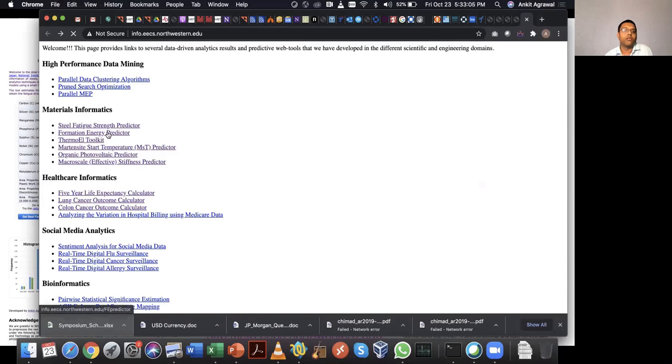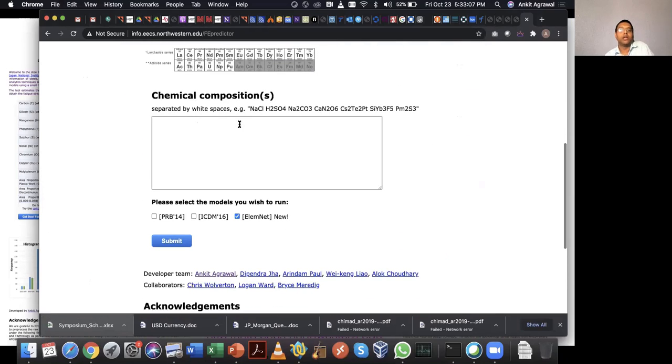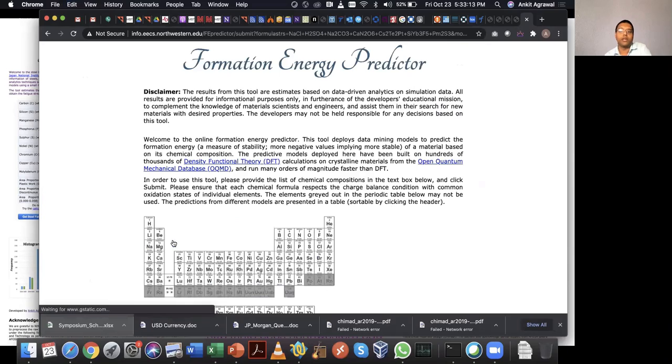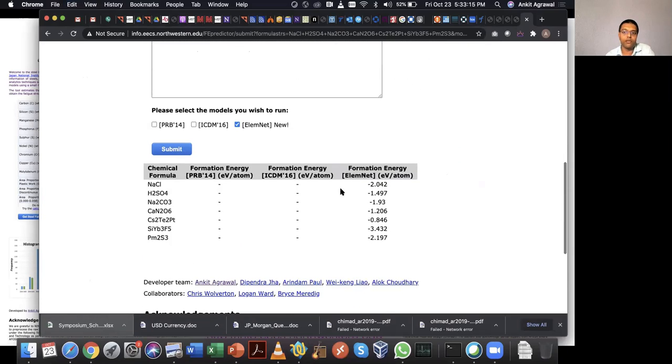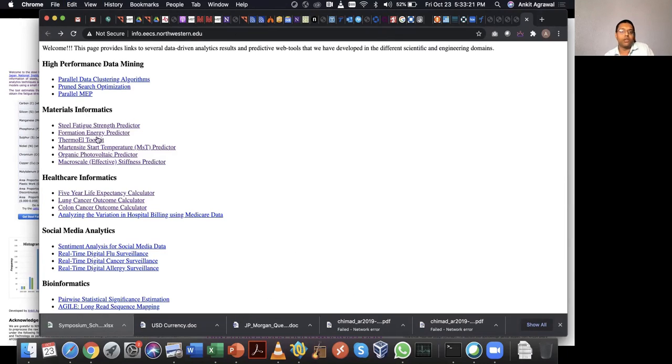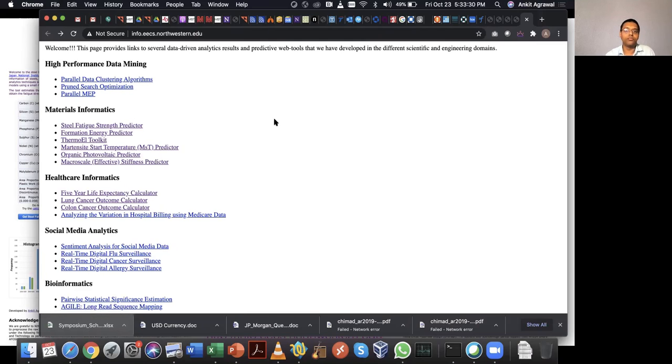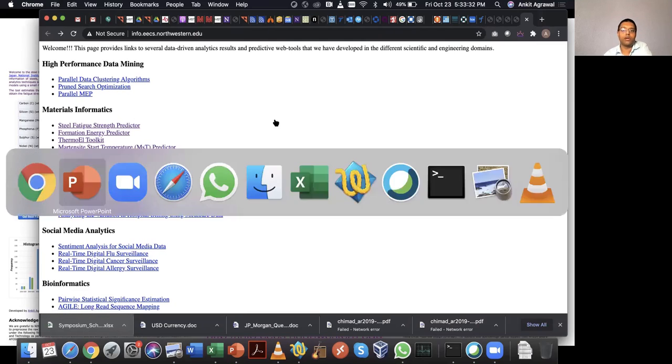And the same idea with the formation energy predictor. You can put in a bunch of compounds, and this ElemNet model that I discussed can give you predictions of formation energy, and you can compare them with other models if you want. And the same idea applies to things we have for thermoelectric properties, martensite start temperature, photovoltaic predictors, and so on. So take a look if you are interested.